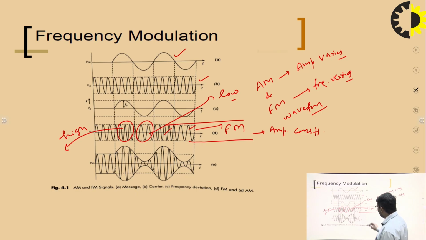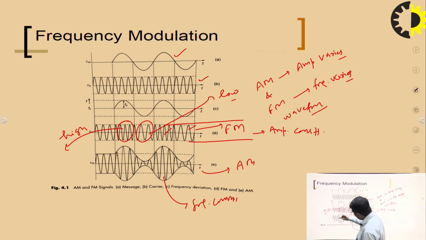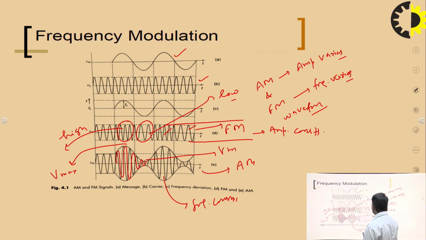Whereas in the case of AM, we can clearly see that the frequency of the waveform is constant, while the magnitude of the carrier signal is changing. At this point we have the maximum magnitude, V max, and at this instant we have the minimum magnitude, V min. So the amplitude of the carrier signal is varied according to the message signal.